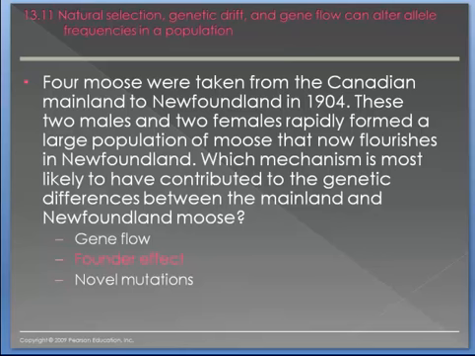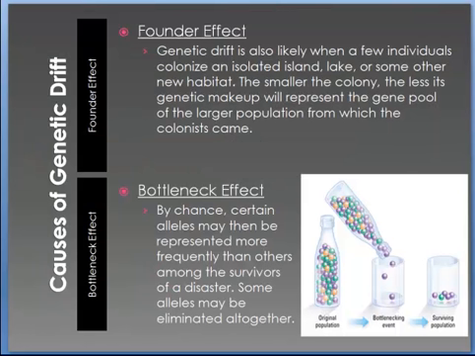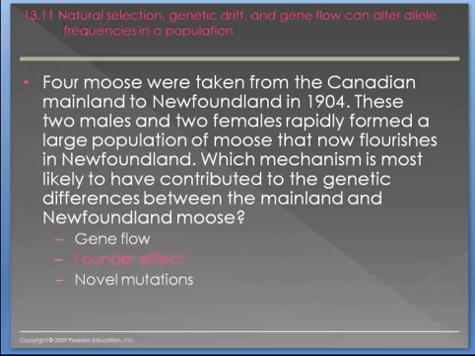And if you thought founder effect was the correct answer, you are indeed correct. Because don't forget, the founder effect is a form of genetic drift that is when a few individuals colonize an isolated island, lake, or some other new habitat, and their genetic makeup will represent the gene pool of their future population. So those 4 moose and all of their genes are going to be the only genes found in that one area. And that's why founder effect is the correct answer.